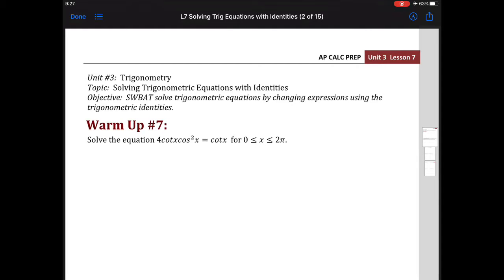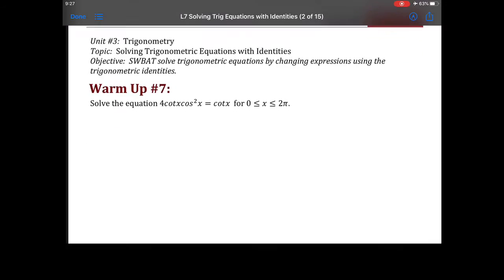Our topic today is solving trigonometric equations with identities. So this is actually our third lesson working with identities, and I'm hoping you're all doing pretty good with this. So pause the video, try the warm-up, and then we'll solve it together.